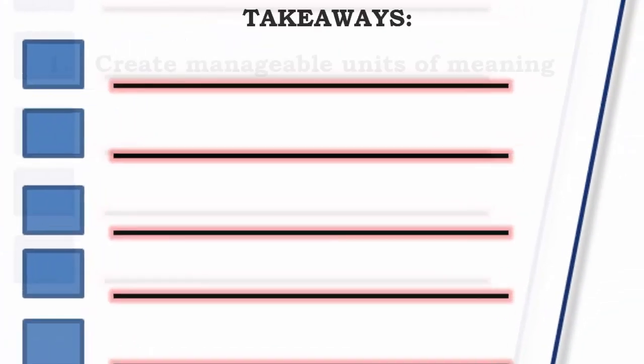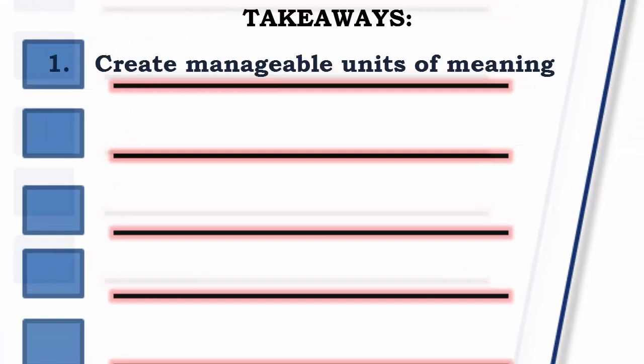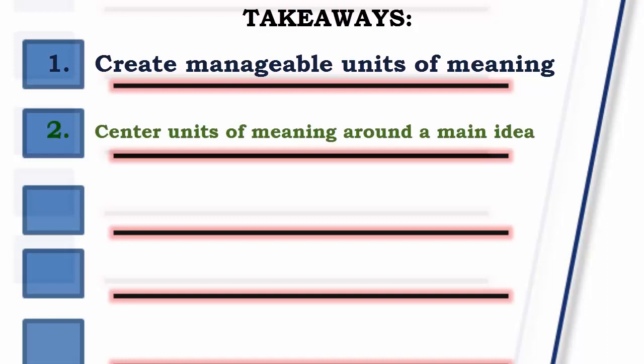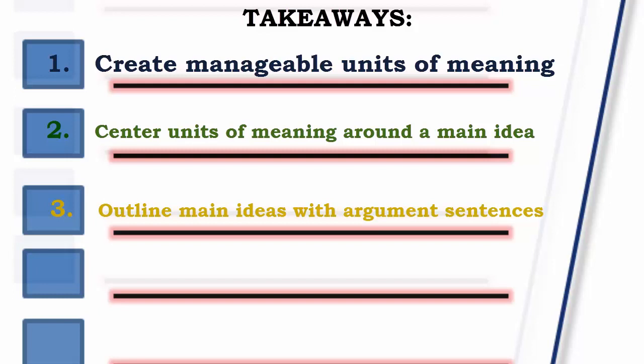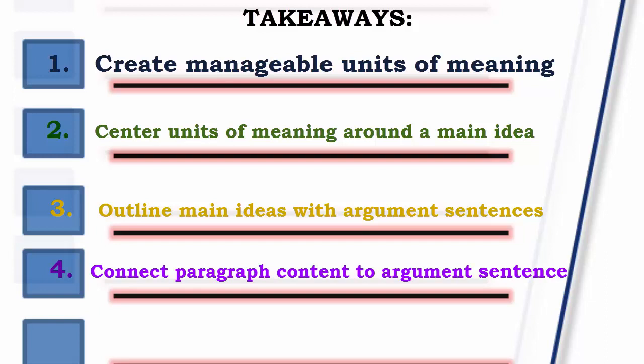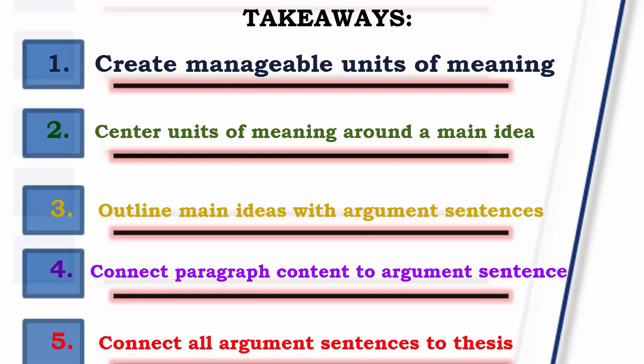Okay, so the takeaways today are we want to create these manageable units of meaning. Manageable units of meaning centered around a main idea. We want to outline this main idea by using a very clear and focused argument sentence. And finally, when we're looking at our paragraph, we want to make sure that everything in that paragraph obviously connects to the argument sentence, and that argument sentence helps illuminate and explain the thesis statement.